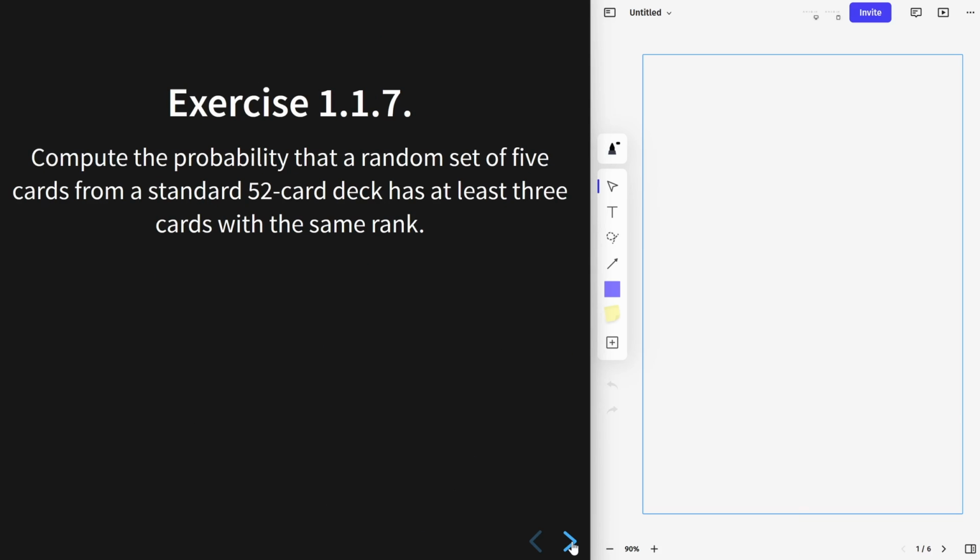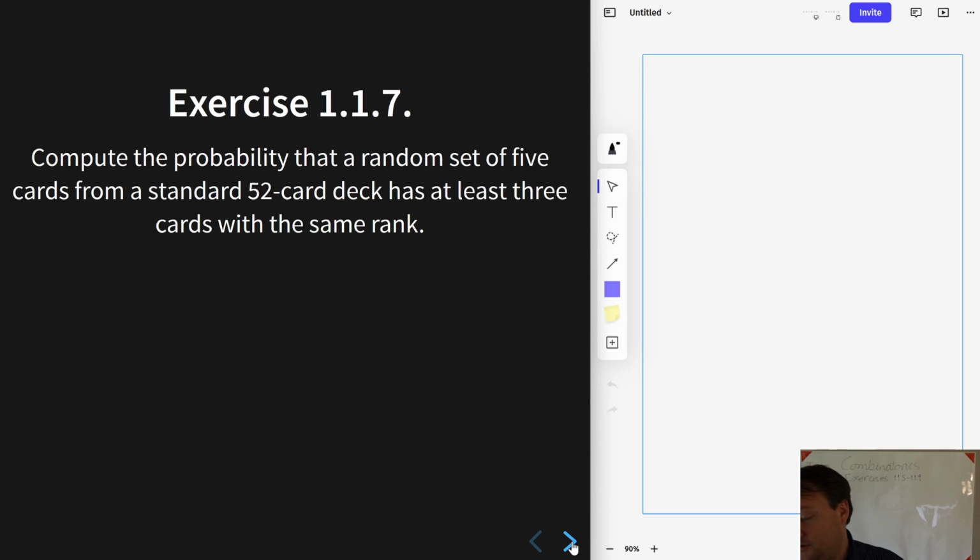Okay, on to exercise number 7. Here we're going to compute the probability that a random set of 5 cards drawn from a 52-card deck has at least 3 cards with the same rank.